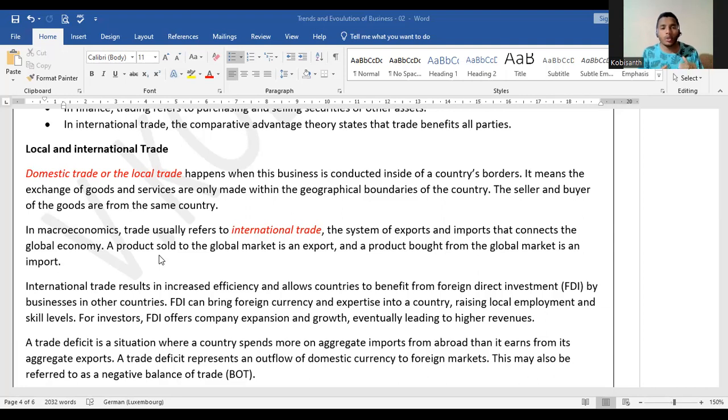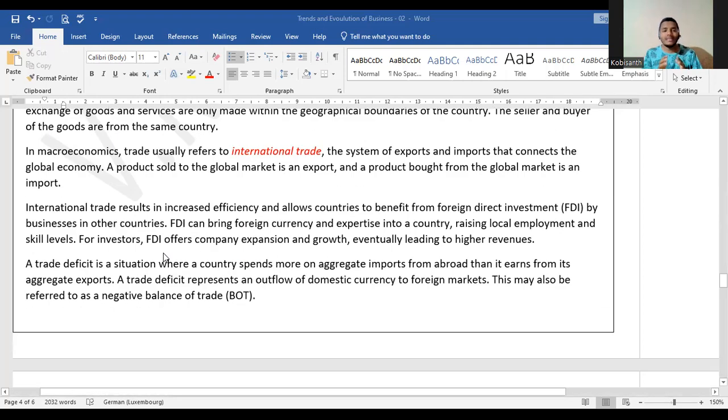A product sold to the global market is an export, and a product bought from the global market is an import. A very simple example: Sri Lanka exports tea to Ukraine, to Russia. Sri Lanka imports vehicles from Japan, right? You understand the difference between export and import.